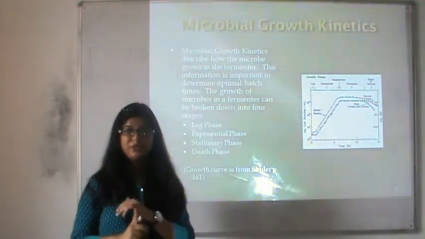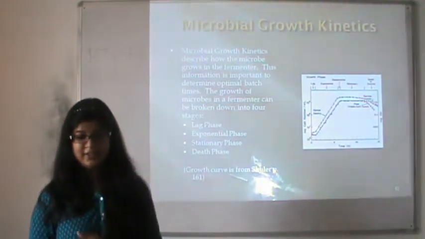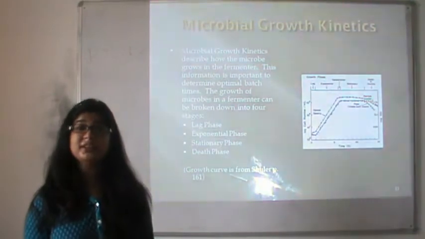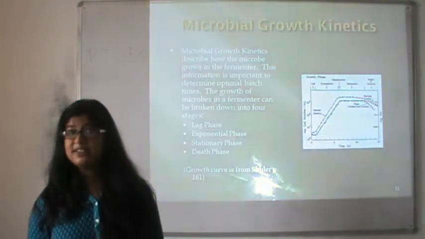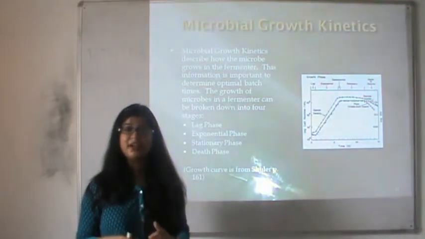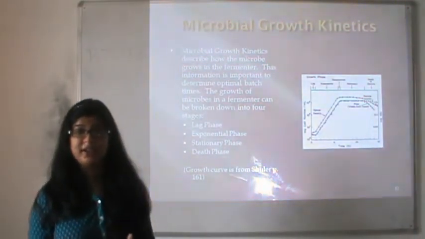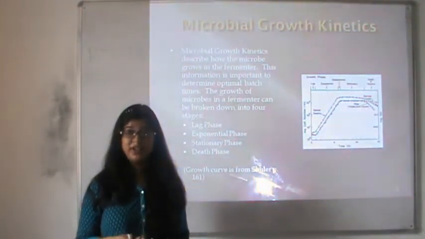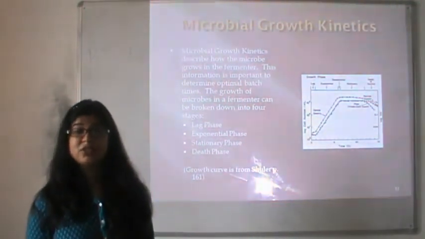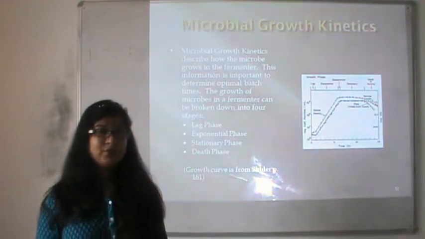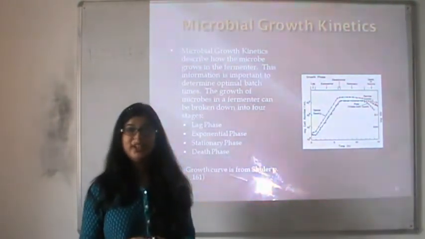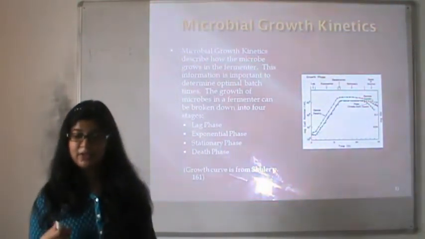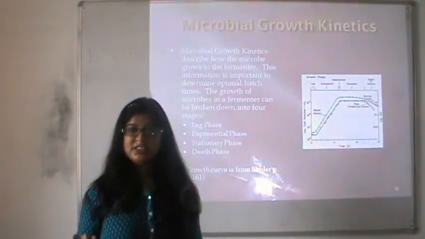So there are 4 phases in microorganism growth kinetics. First one is lag phase, in which the microorganism adjusts to the environment. Second one is exponential phase. After adjusting, the microorganism grows exponentially. Third one is stationary phase. After a certain point, the growth levels off because nutrients are consumed, so growth does not increase. And fourth one is death phase, because all the substrate or all the media is exhausted and then the microorganisms die. One by one we will see it.